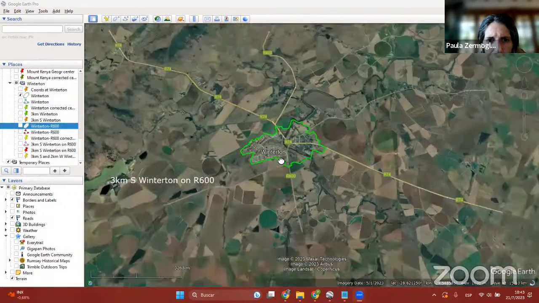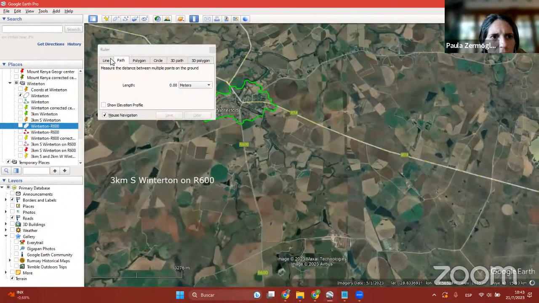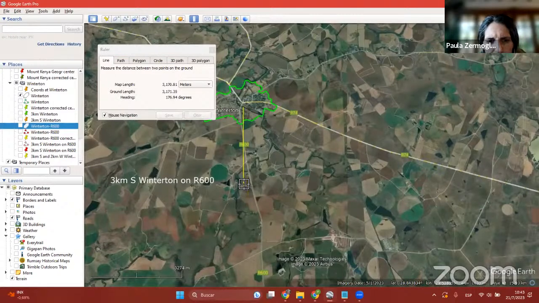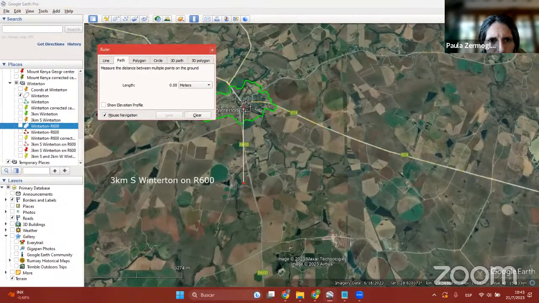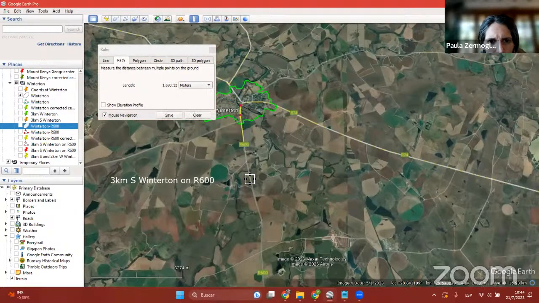So that we have an idea, if this is Winterton, 3 kilometers south would be, I'll show you here. I can get a ruler and more or less see where 3 kilometers are, right? That would be around 3 kilometers south. And if we went on the route here, 3 kilometers south would be going on the route around 3 kilometers. So the location really is down there where that blue dot is right now, where my little hand shows.